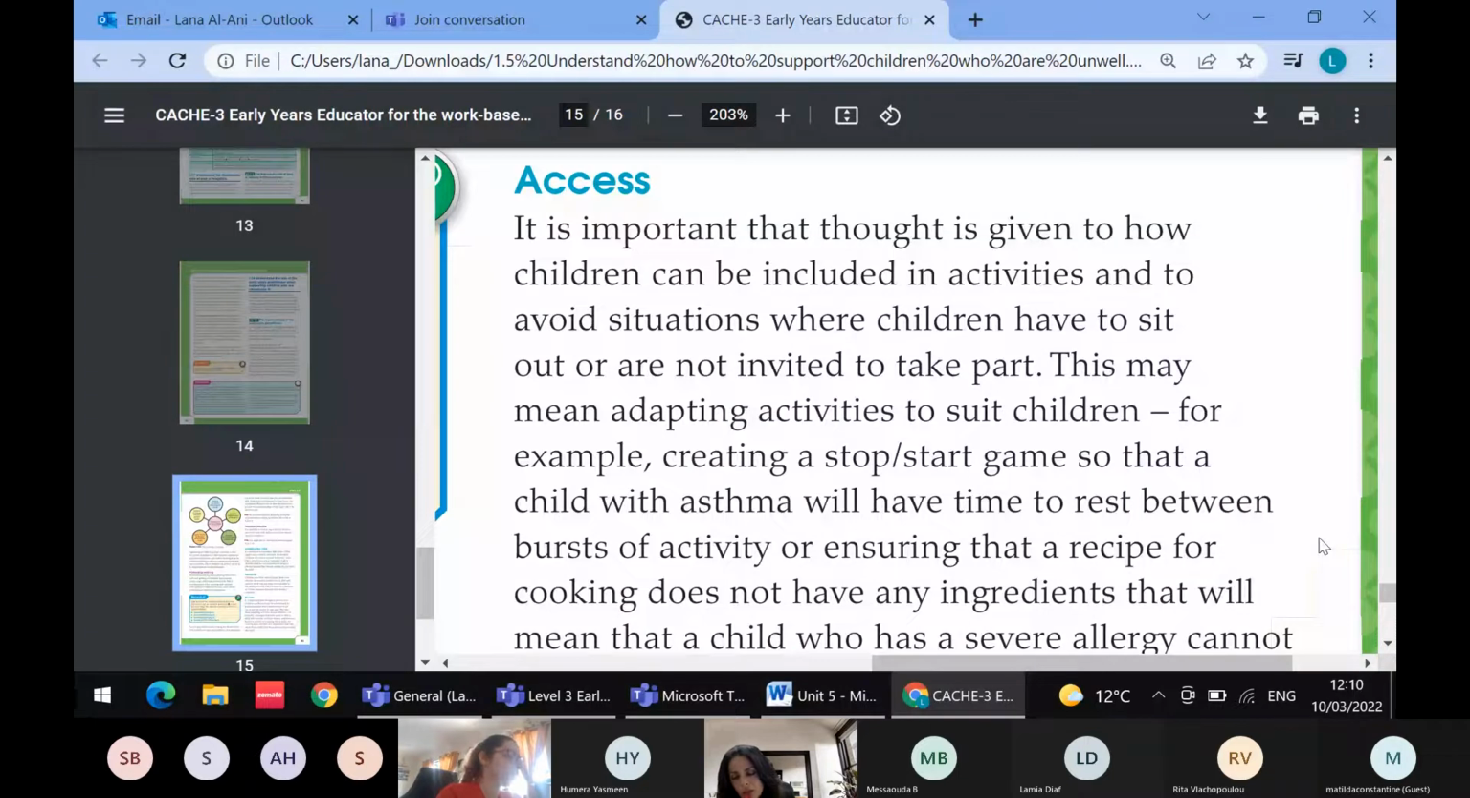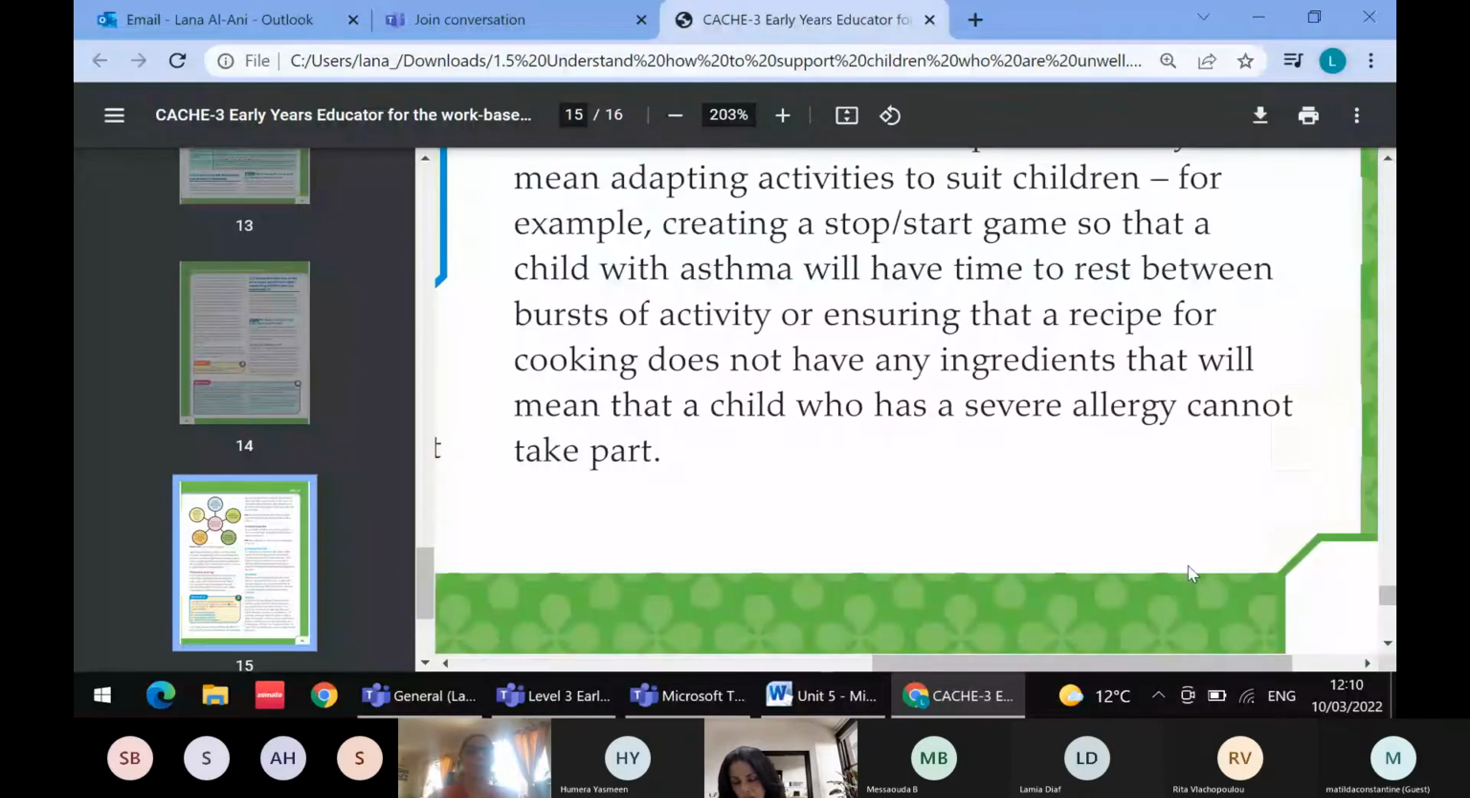So you need to change these activities to suit all the children. For example, create a stop and start game. If the child has got asthma, maybe there are some dancing activities, some singing activities, maybe you don't do them. Just do activities with drawing, something he or she can use their hands for.